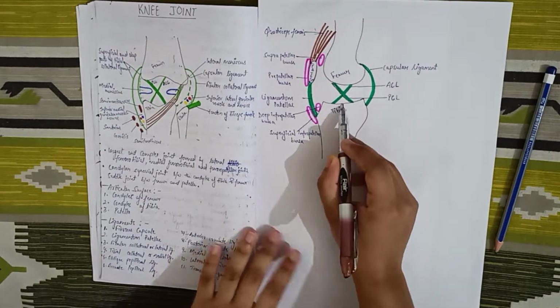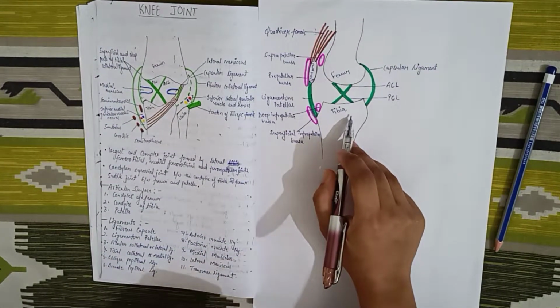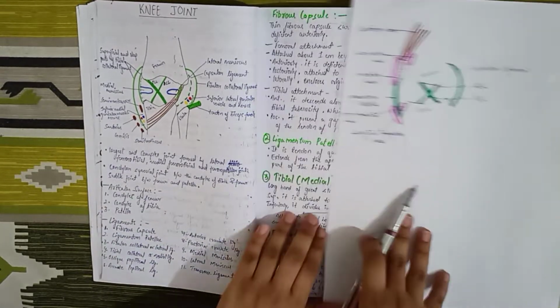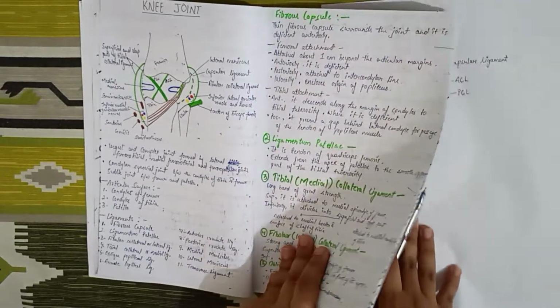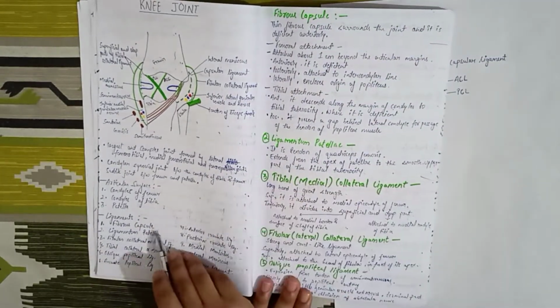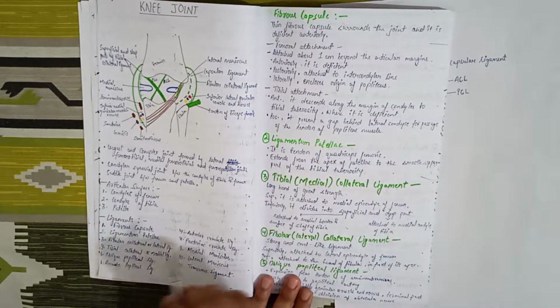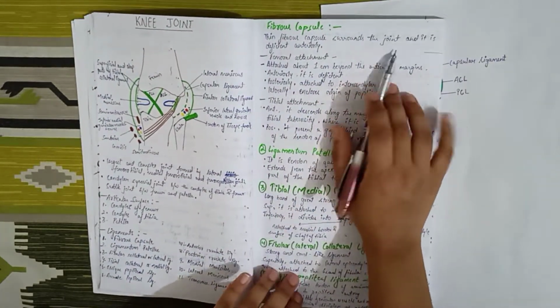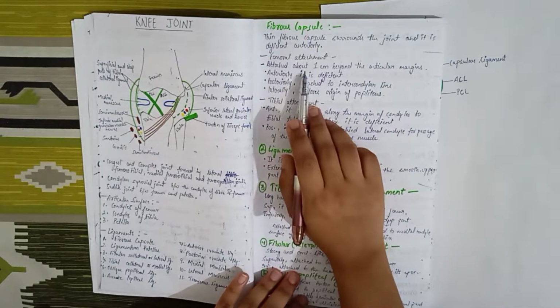Now this joint is very strong because of its ligaments. There are 11 ligaments. We are going to discuss these ligaments now. The first ligament is the fibrous capsule. The fibrous capsule surrounds the joint, but it is deficient anteriorly.